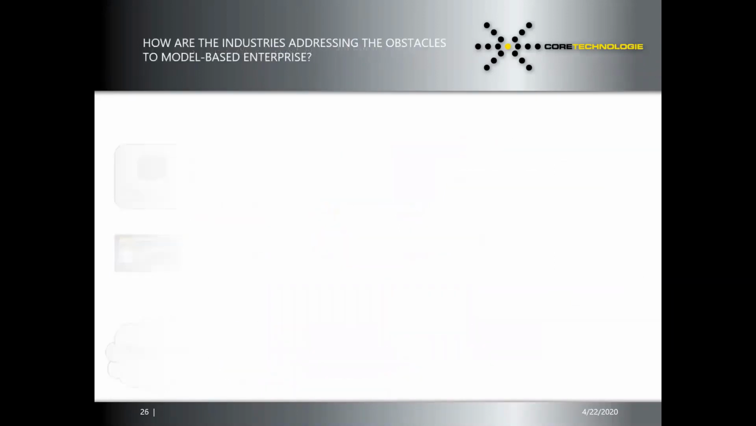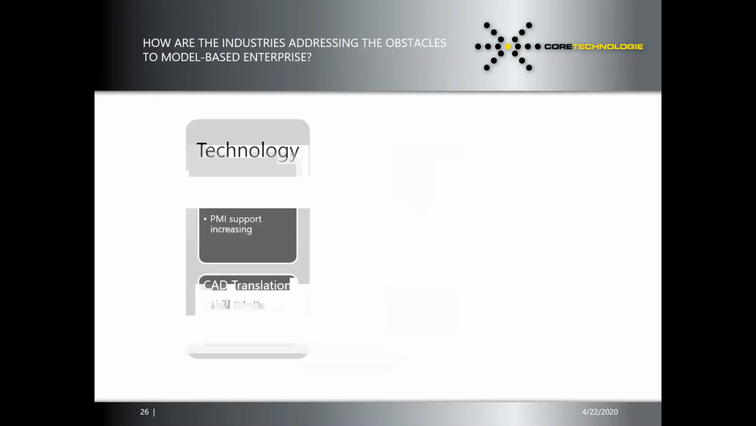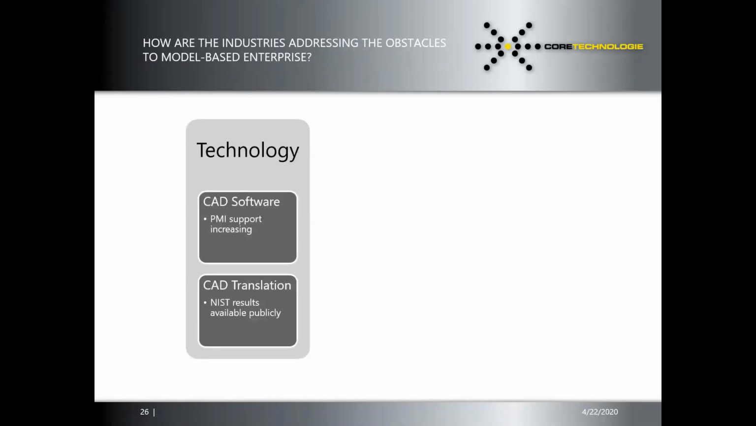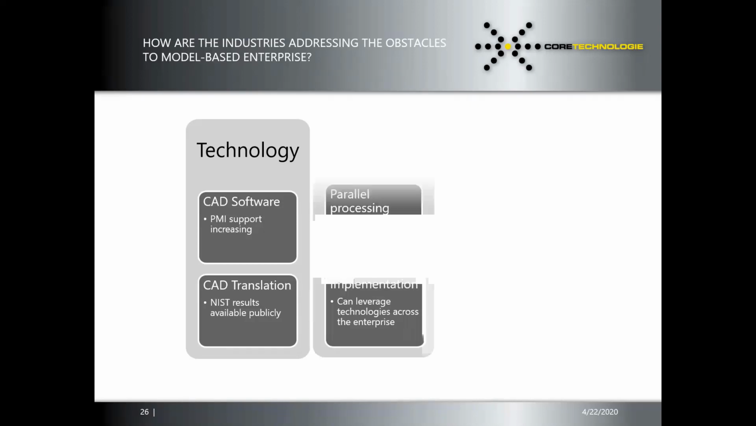I want to talk a little bit about how the industry is handling this and the objectives as they relate to model-based engineering. From a technical side, it's about PMI. They no longer want to print paper. They want to be able to take it onto their manufacturing floor, using an iPad, if you will, and be able to read a file and absorb the information required.